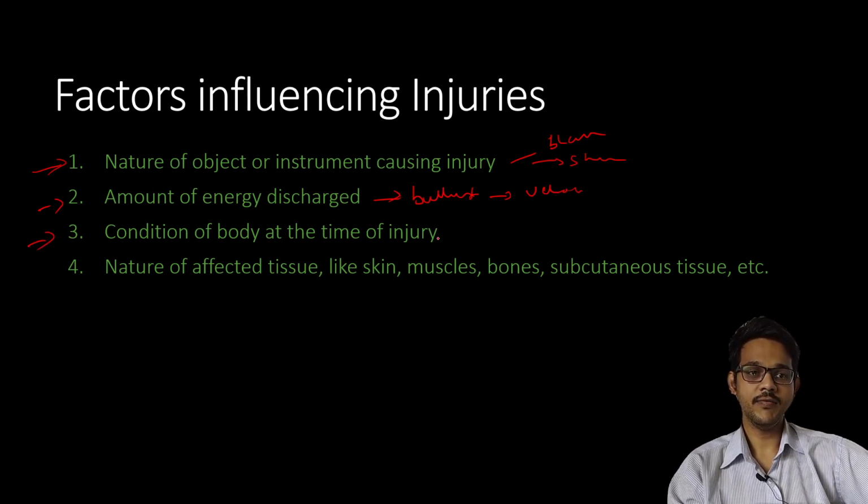The condition of the person at the time of injury, whether normal or with any diseases, may also affect the type of injury. Then the nature of the tissue affected, whether skin or muscles. If it is skin, the force required is less. If it is muscle, the force required is more. For breaking a bone, the force required increases further. So the effect of an injury differs based on the affected tissue: the same force applied to skin, muscles and bones gives different results.